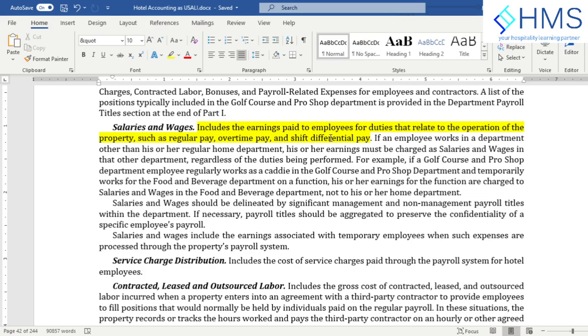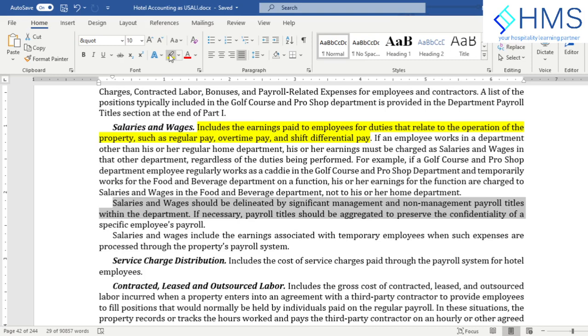And it has to be remembered that if a person is working in another department, the cost of that person will need to be charged to the other department rather than to the home department where he is actually employed. So if a person from the golf course is working in the spa or in F&B, then the cost of that person would be charged to that department itself instead of being charged to the salary and wages of the home department.